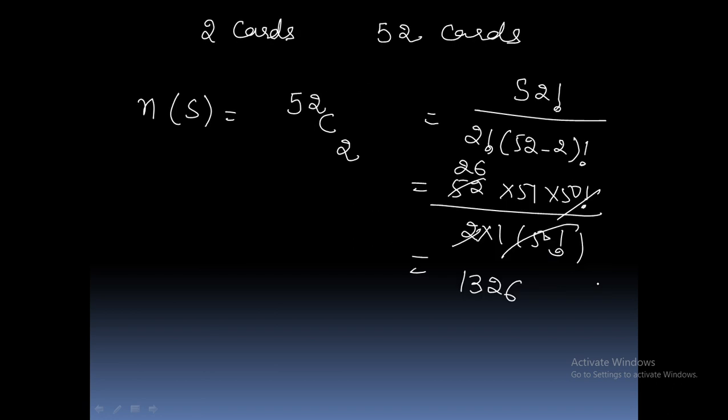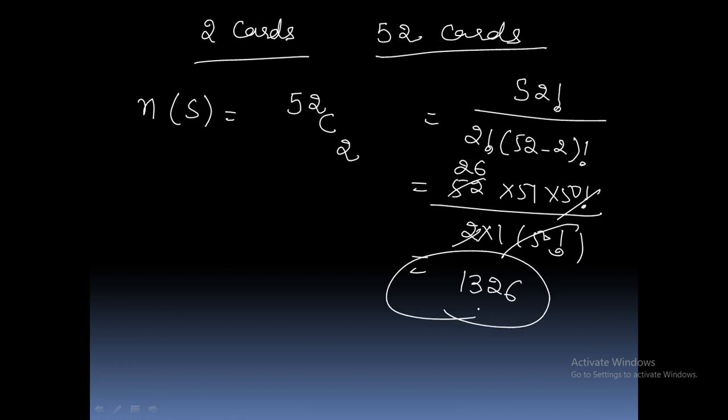Now, the next example is related to cards. Two cards are drawn together from a pack of 52 cards. Find the probability that one is a spade and one is a heart. For this, first of all, we write 2 cards from 52 cards total. N(S) is equal to 52C2, because we have to choose 2 cards from 52, that is 52 factorial over 2 factorial times 52 minus 2 factorial. When we solve it, we find 1326 is N(S).